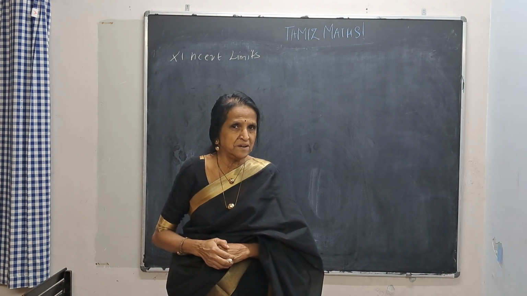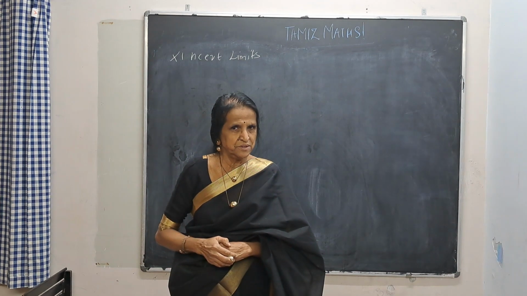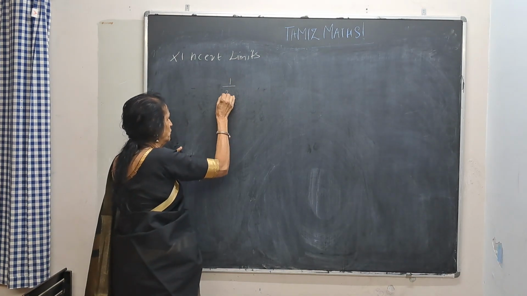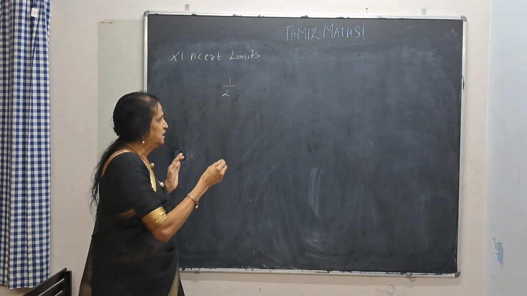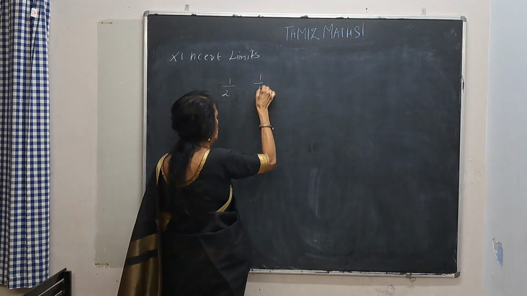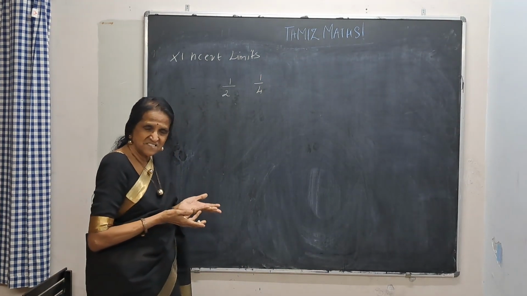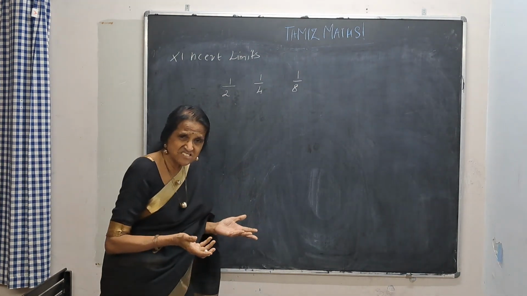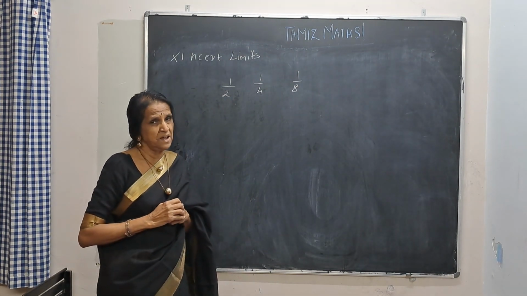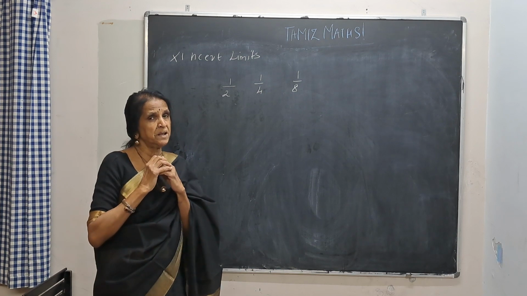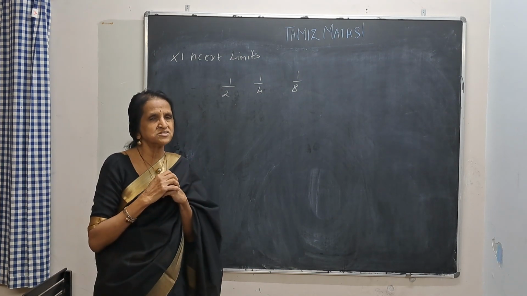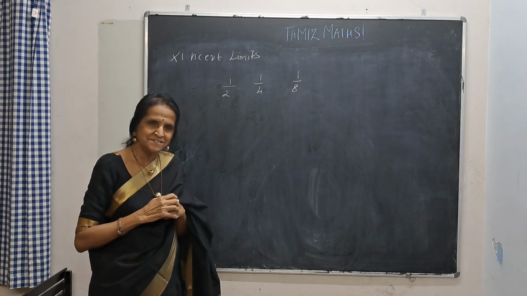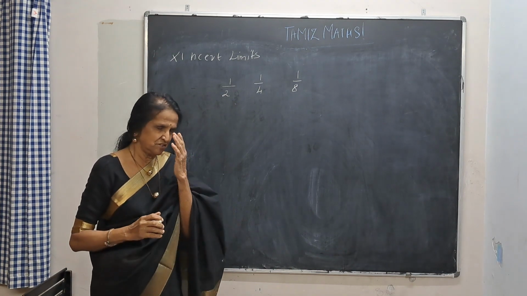So what is happening here, dear students? If it is 1 by 2, I get something. If it is 1 by 4, I get less. If it is 1 by 8, I get still less, and so on. So what happens when the denominator becomes very large? I get nothing at all. It's as good as I'm left with nothing at all.